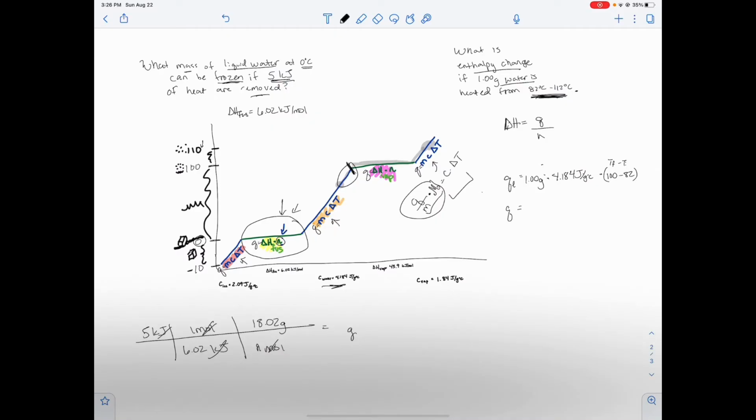Now I need to figure out my second Q amount, and this is when I'm going through the phase change. So this is the phase change. And so I have to do this in terms of moles. So I've got 1.00 grams, and then I have 18.02 grams in 1 mole. So that's my moles, and then times my delta H right here, 43.9 kilojoules per mole. Notice that this one is going to come out in kilojoules, and this is going to come out in joules.